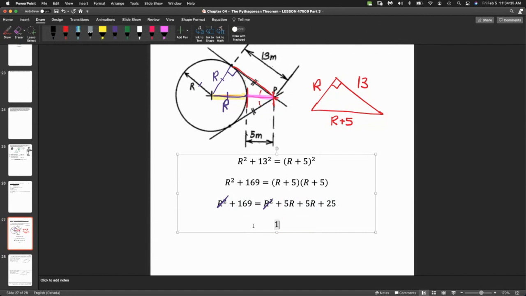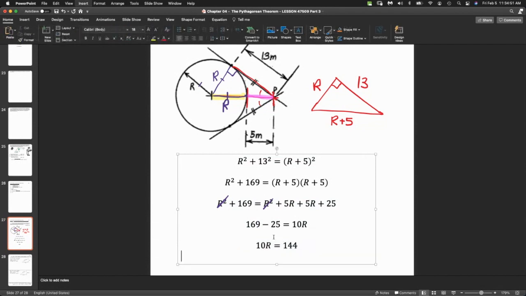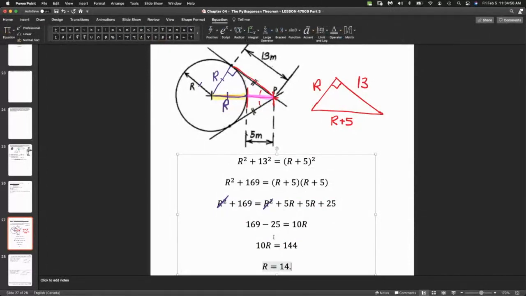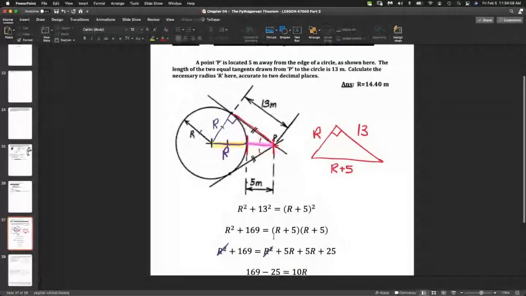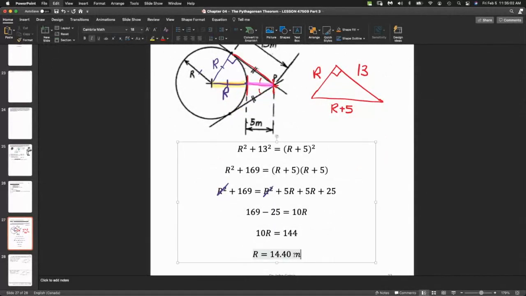So we have 169 minus 25, because I moved the 25 over, is 10r. I could write that as 10r equals 144. And then r equals 14.40, because the question wants it to 2 decimal places. So it's 14.40 meters.